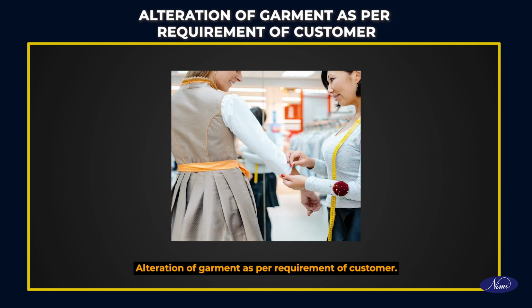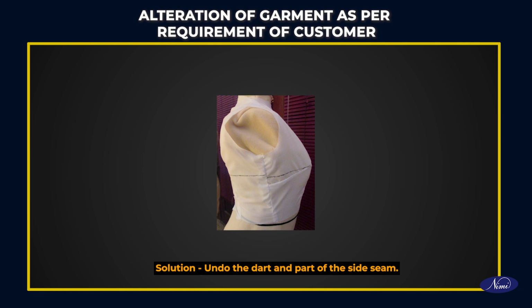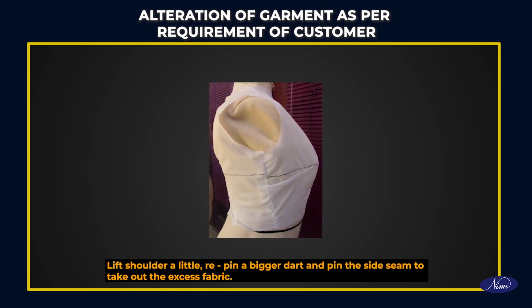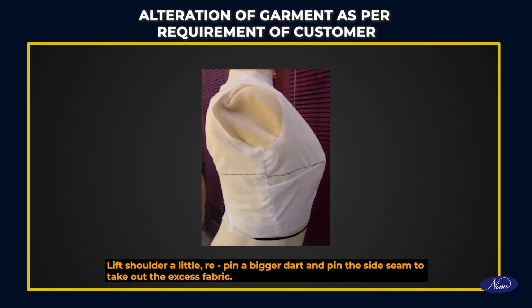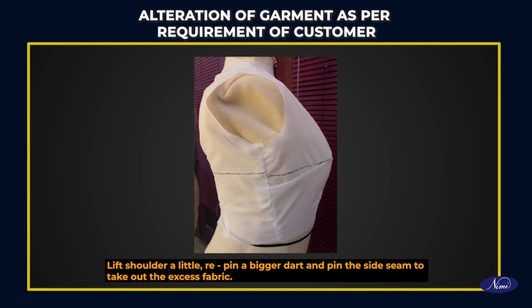Alteration of garment as per requirement of the customer. Problem. Folds below the bust dart. Solution. Undo the dart and part of the side seam. Lift the shoulder a little. Repin a bigger dart and pin the side seam to take out the excess fabric.